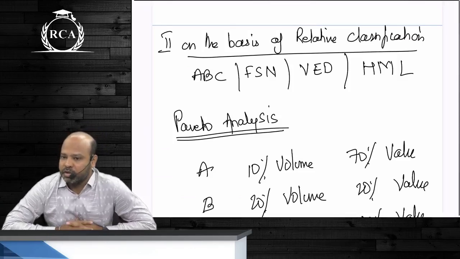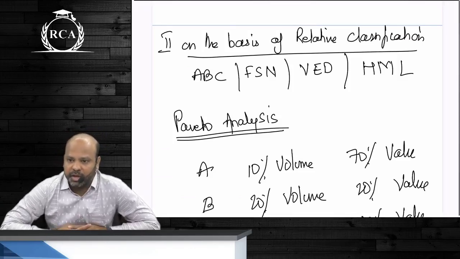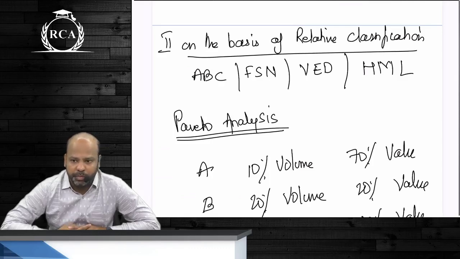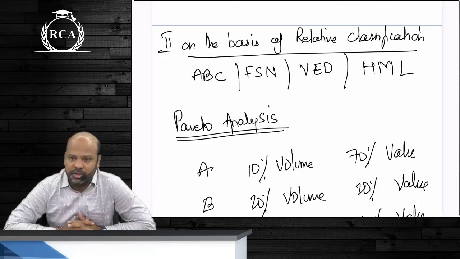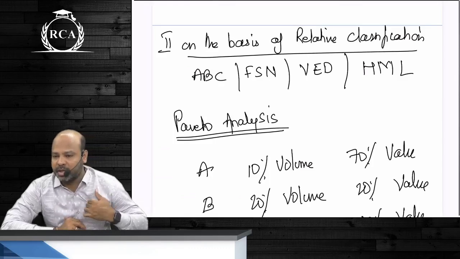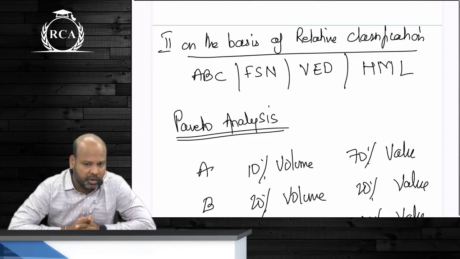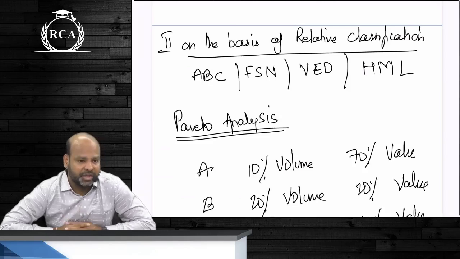Vital materials are those materials non-availability of which will result in production stoppages. Essential items are those whose non-availability will result in loss of efficiency. Production will still continue, but it will not be at 100% efficiency.